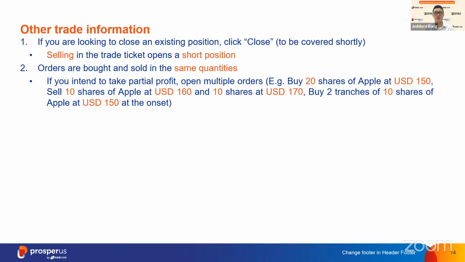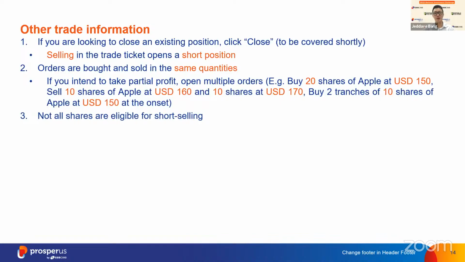Number two, when you place any orders, the orders are always bought and sold in the same quantities. So if you want to take partial profit, do try to enter, for example, 20, 20, 10. Or if you actually do a short position, what you will need to do is close the order for the entire bulk of it. All this we'll cover again shortly. So do hold your questions, but later on we can cover this again, all right?